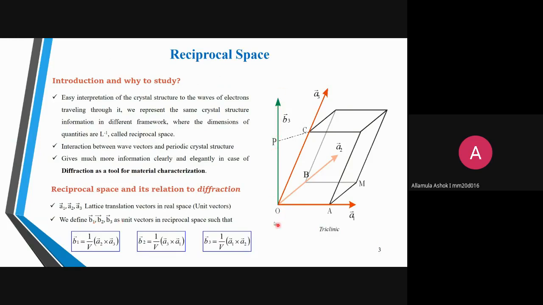Here we are defining the reciprocal lattice vector B3 such that B3 is perpendicular to A1 and A2. A1 cross A2 is the area of this parallelogram OAMB, so B3 is perpendicular to this plane, that is, perpendicular to the vectors A1 and A2. B3 has a magnitude of one by length; the dimension is one by length or length inverse. Similarly, B1 and B2 are defined such that each is perpendicular to the remaining two of A1, A2, A3, with a magnitude of one by length.